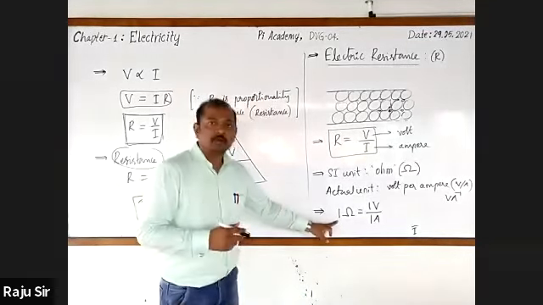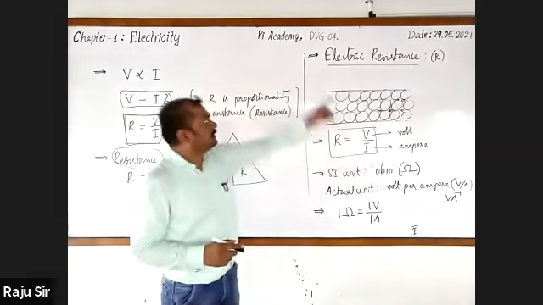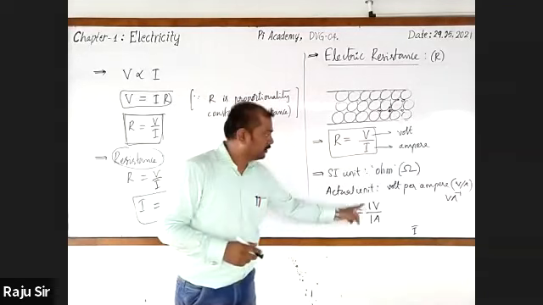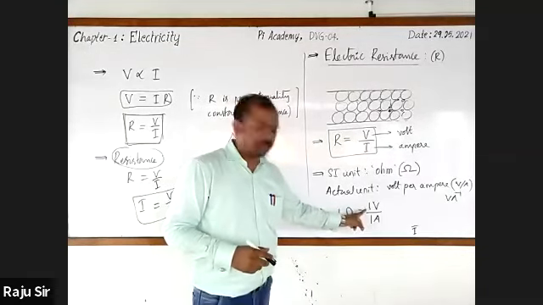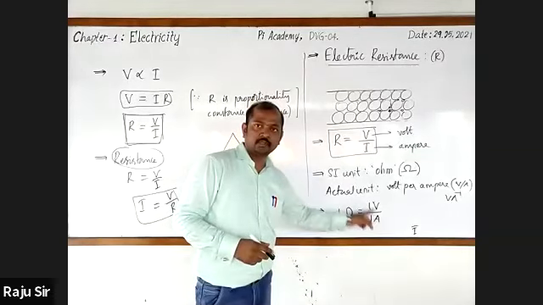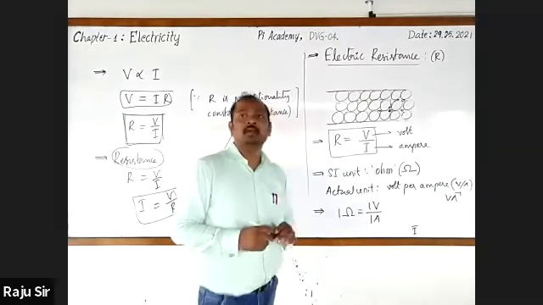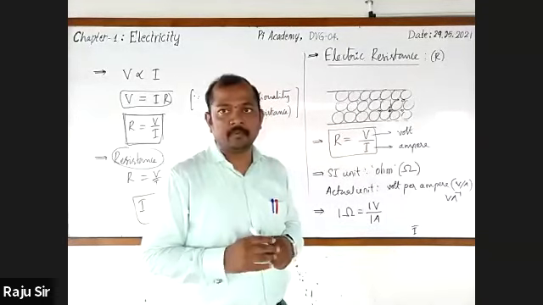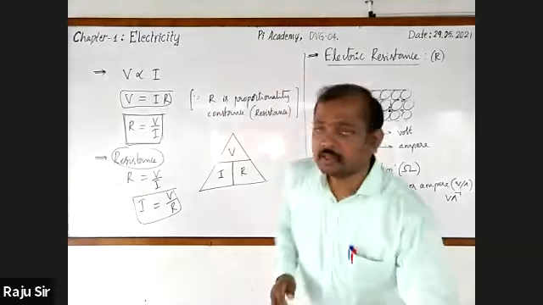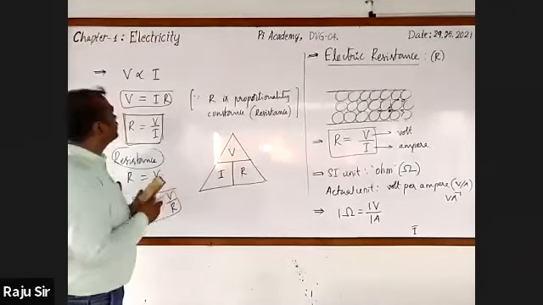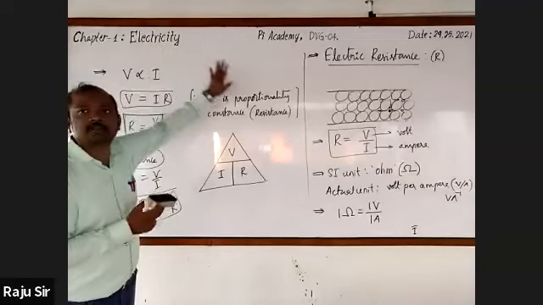Observe. Once again, the resistance offered by a conductor is said to be 1 ohm if the potential difference between the ends of a conductor is 1 volt and the current flowing through that conductor is 1 ampere. Followed? Okay. So in this chapter, as you all know, we are focusing more on electric current.